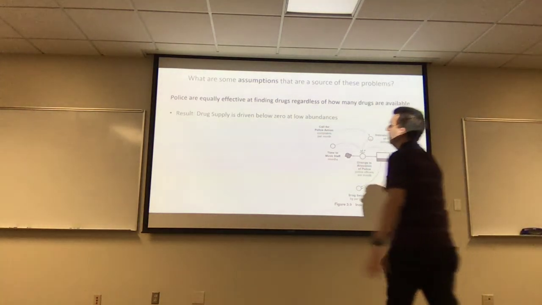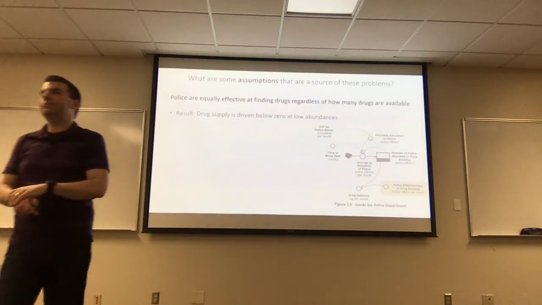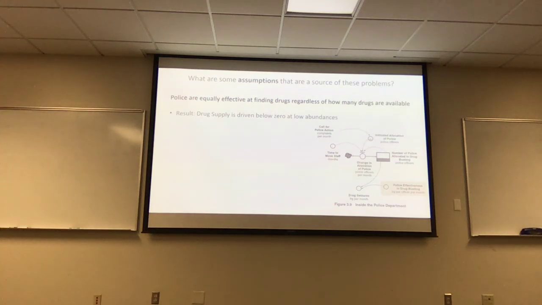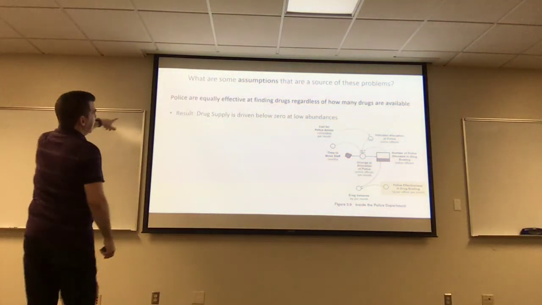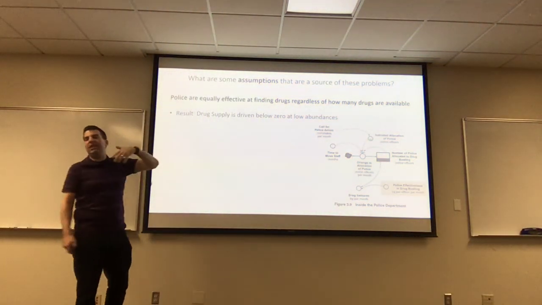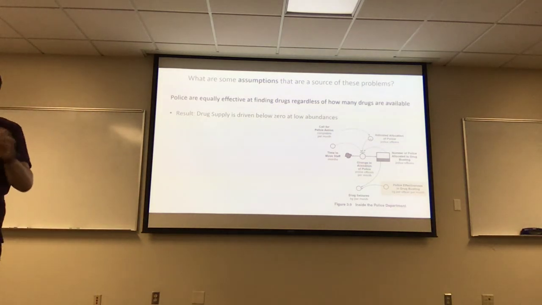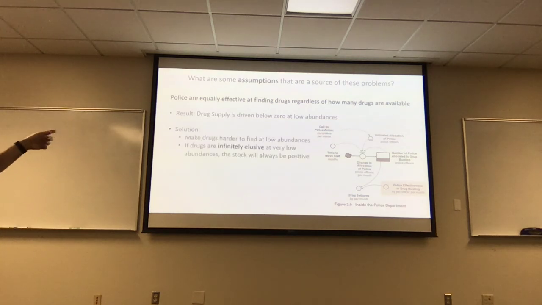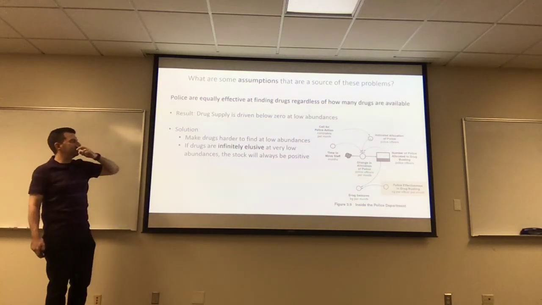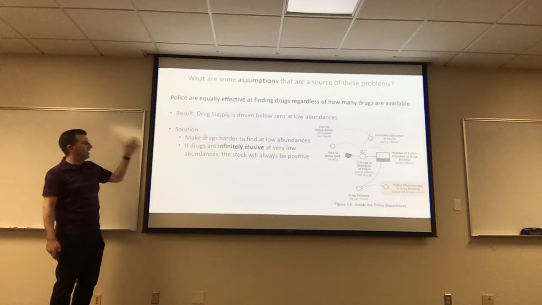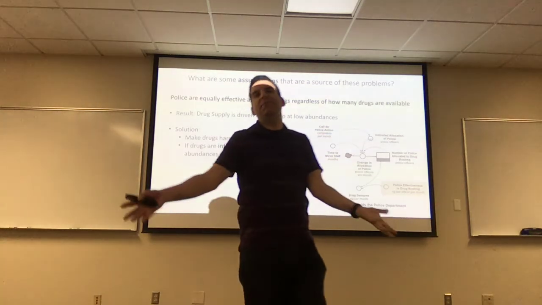So one assumption is that police are equally effective at finding drugs regardless of how many drugs are available. That is probably unrealistic. As there get fewer and fewer drugs, they probably become harder to find. But because we assume police are equally effective, even when there are 0 drugs, we're modeling the police as finding drugs. When there are 0 drugs, the police better not find any drugs. So we need to update this so that that's not a problem. So the solution: let's make drugs harder to find at low abundances. And if drugs are infinitely elusive at low abundances, then the stock will never go negative, because the police will just stop finding drugs.